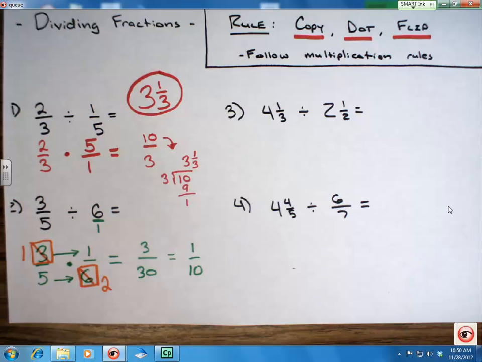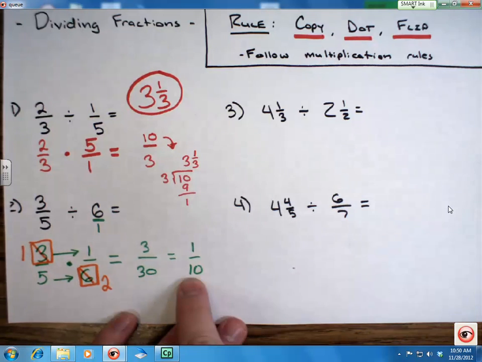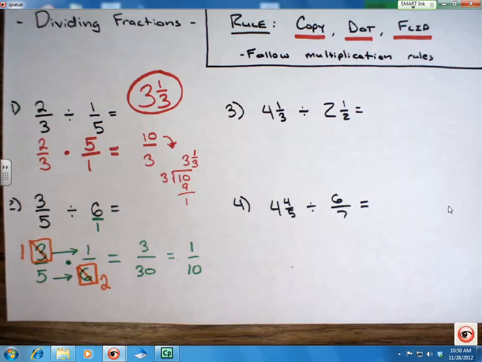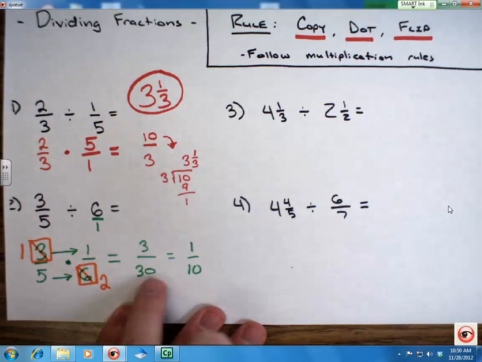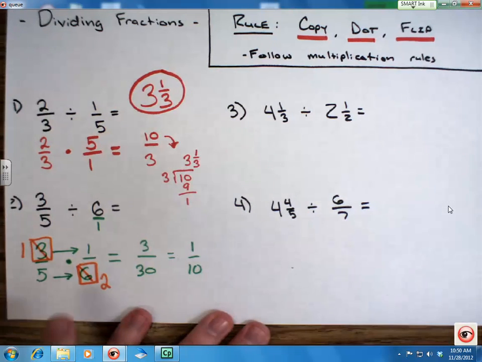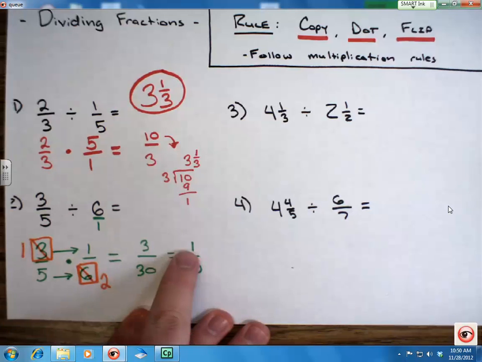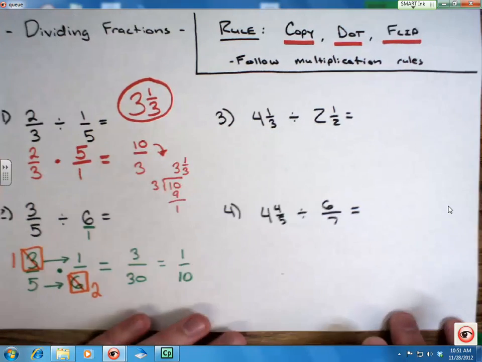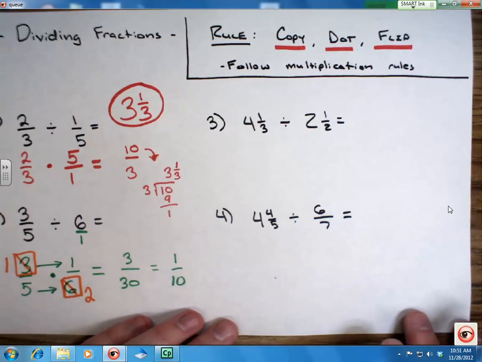What? This right here, 1/10 is correct, yes. 3 over 30? Well, because 5 times 6 is 30, and 3 times 1 is 3. Yes, I know, and when we simplified it, 1 times 1 is 1, 5 times 2 is 10. Okay? All right, good. Let's take a look at number 3.